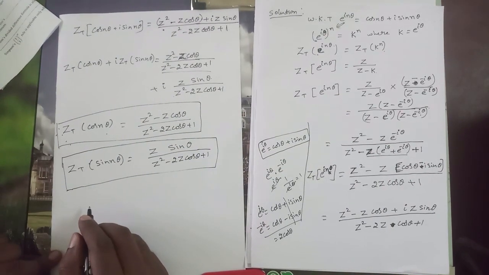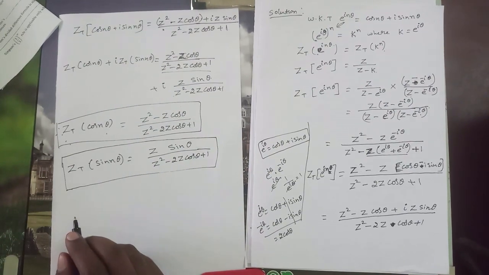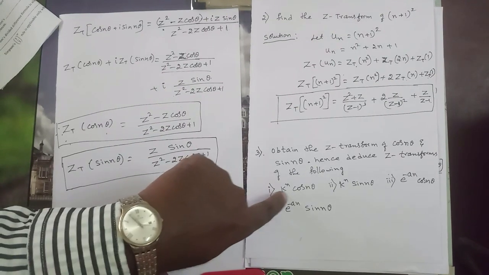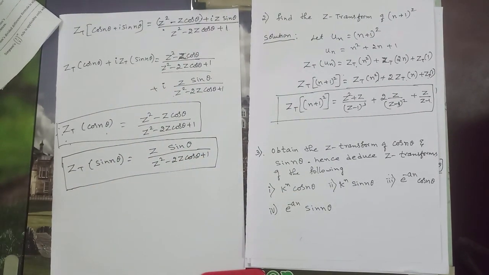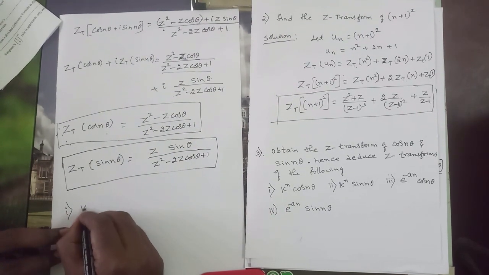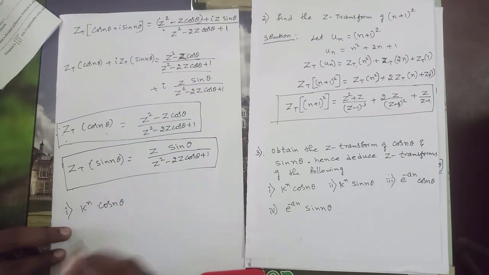This is the required solution. Now what do you have to find out next here? Next you have to find out the Z transform of k to the power of n into cos n theta.